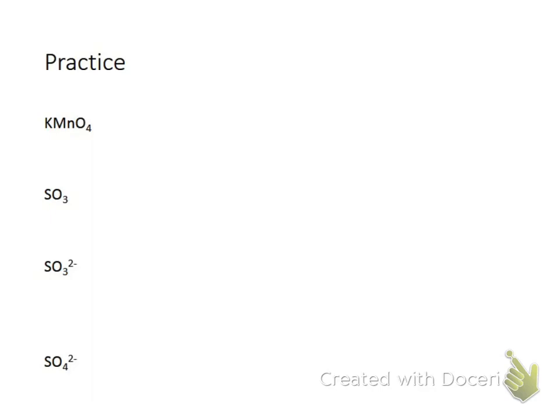Okay, KMnO4, potassium permanganate. Okay, so let's go: potassium, manganese, and oxygen. Potassium, group 1 metal, so what's going to be its oxidation number?